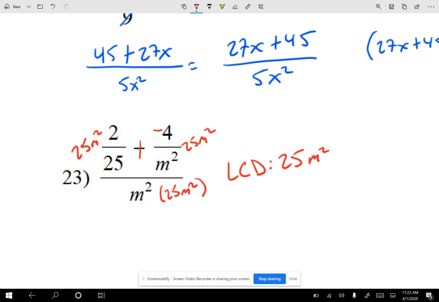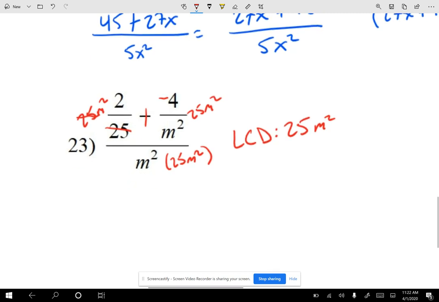So looking at the first fraction, the 25 with the 25 cancel out. So 2 times m squared, I get 2m squared. Here, the m squared with the m squared cancel out. Negative 4 times 25, that gives me negative 100 over 25 m to the fourth.